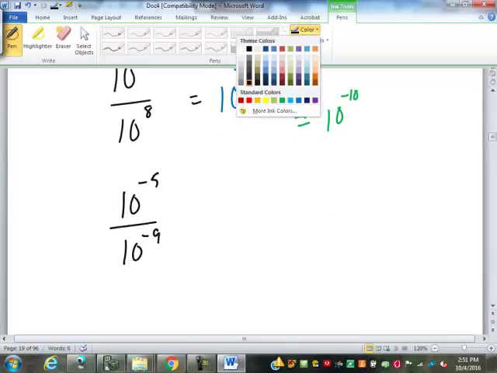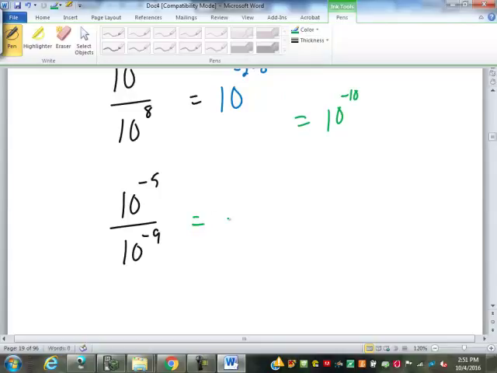So what's this going to become? 10 to the negative 5th divided by 10 to the negative 9th. Negative 5 minus a negative 9, which will become negative 5 plus 9, right? Plus the opposite. So negative 5, positive 9 ends up at 10 to the positive 4. So those negatives do come back to haunt us a little bit.